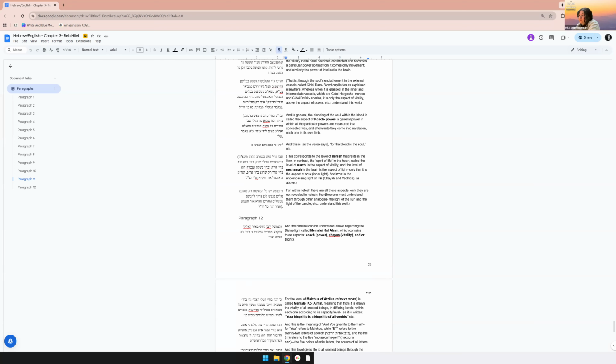For within nefesh, there are all these aspects. You see, he says over here clearly, this corresponds to the level of nefesh that rests in the liver, right? In contrast, the spirit of life, the nefesh, in the heart, holds the level of ruach, an aspect of vitality. And the level of neshama, he says over here, you see, in the nefesh, he already differentiated that the level of neshama in the brain is the aspect of light.